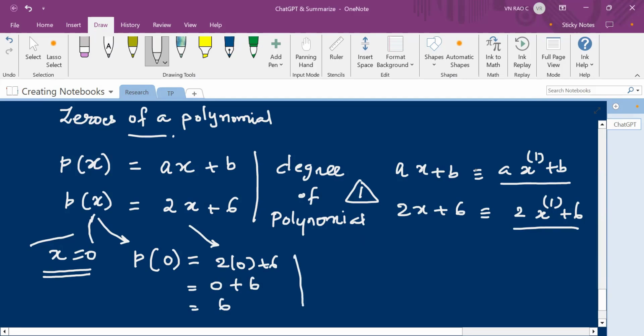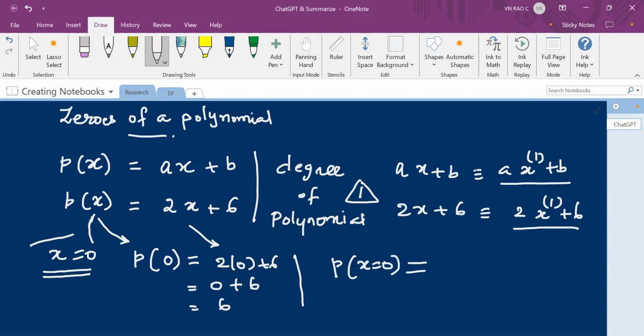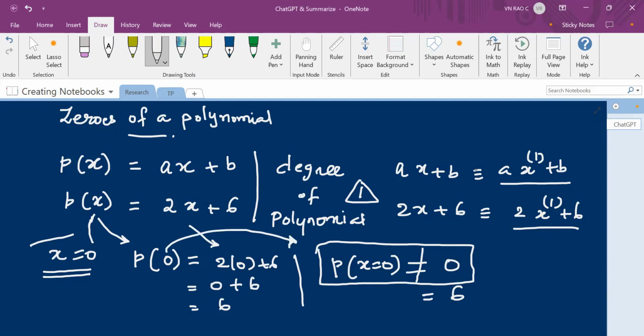Now let me check whether p of x is equal to 0. No, it is indeed equal to 6. As the polynomial p of x at x is equal to 0 is not 0, we say x equal to 0 is not a zero of this polynomial. Now, which x makes this polynomial 0?